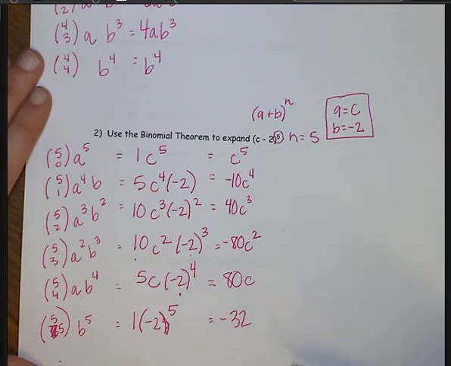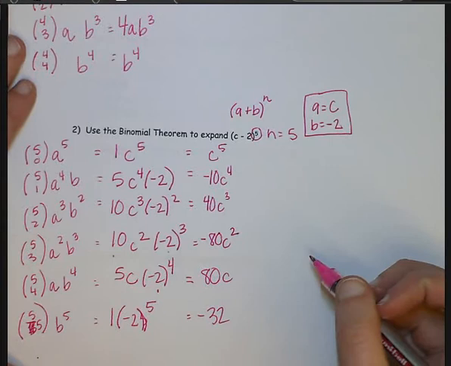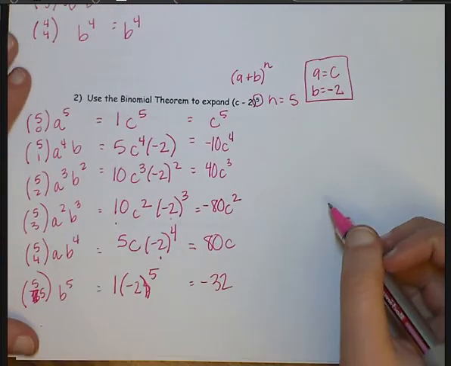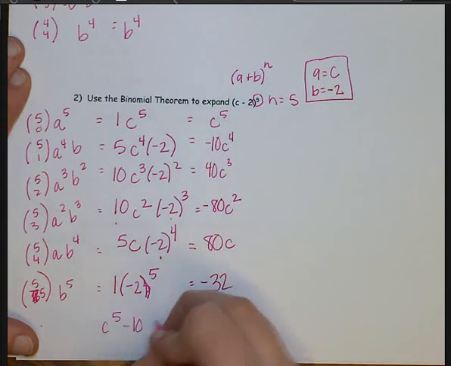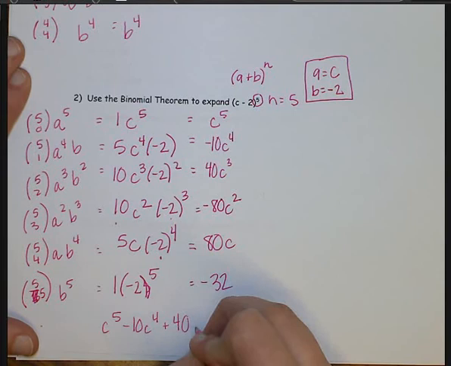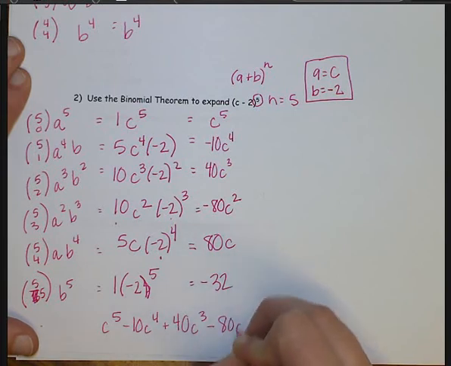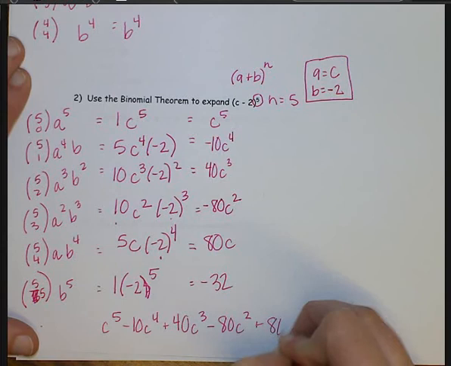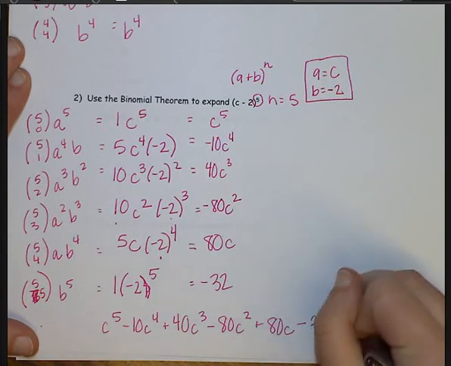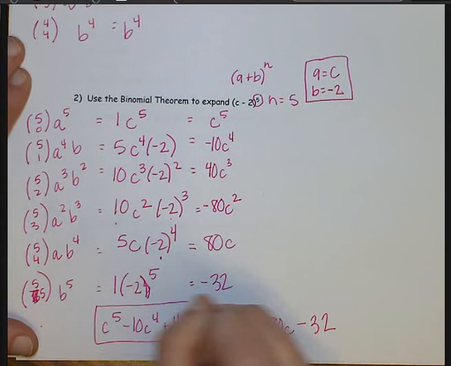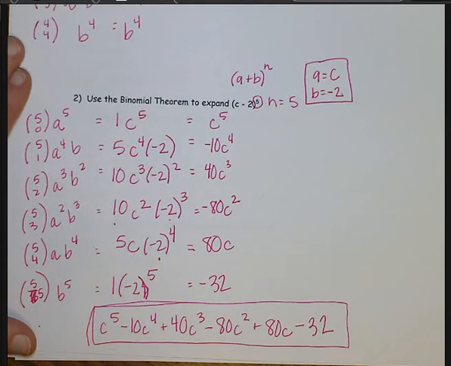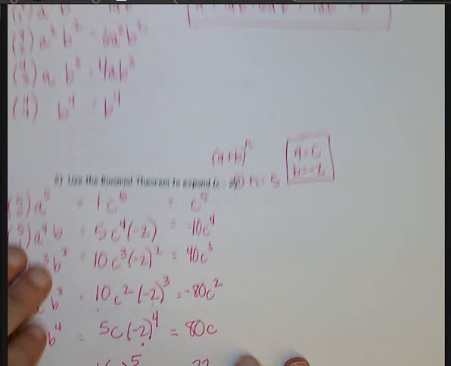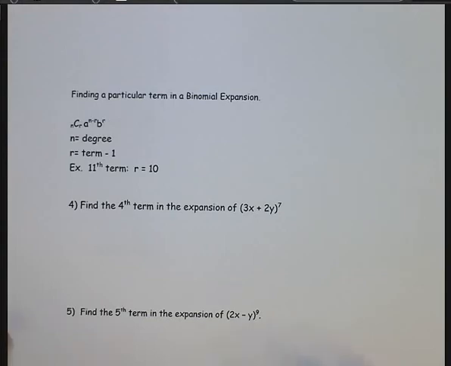Looks good. Okay, I can write all this out now horizontally. So I start at the top. I have c to the 5th minus 10c to the 4th plus 40c cubed minus 80c squared plus 80c minus 32. So there we go. We have expanded that out completely. Alright, let's look at the next page. Again, if you missed anything, please pause the video and go back.